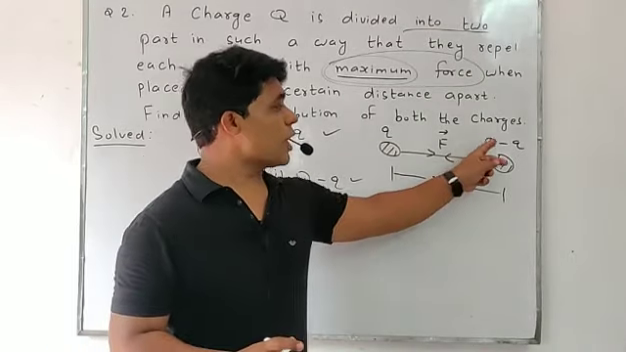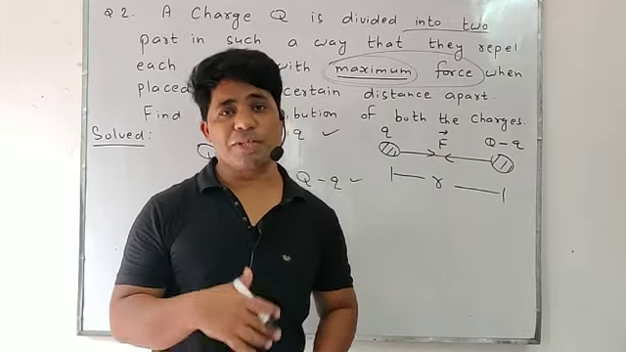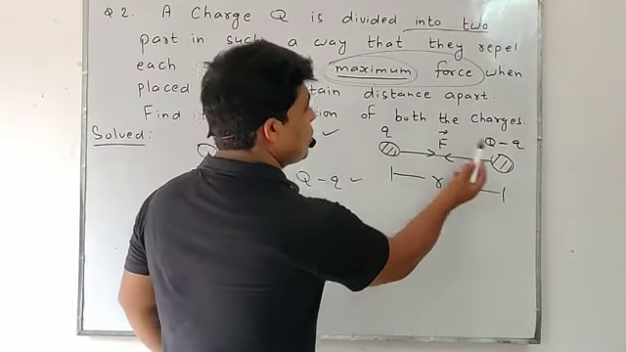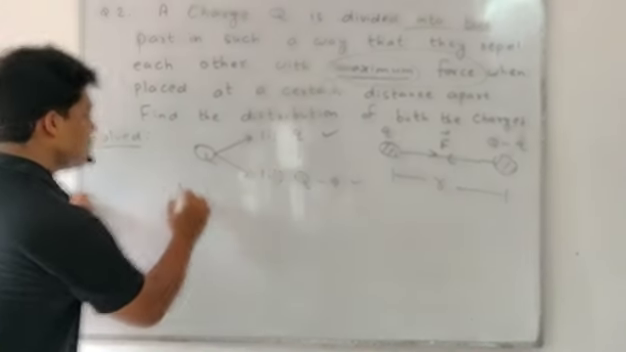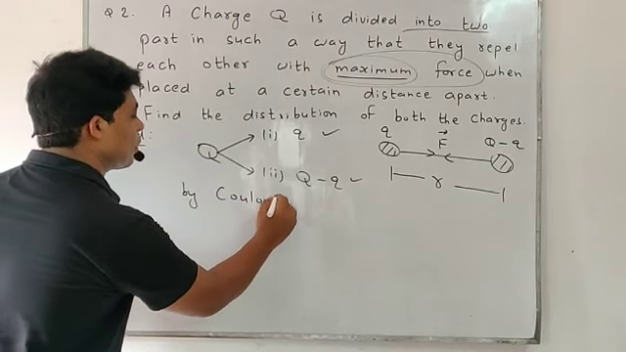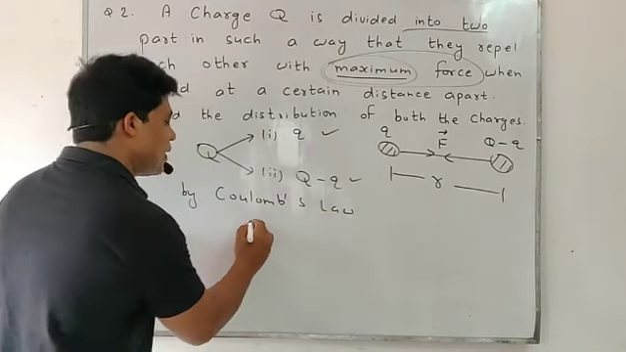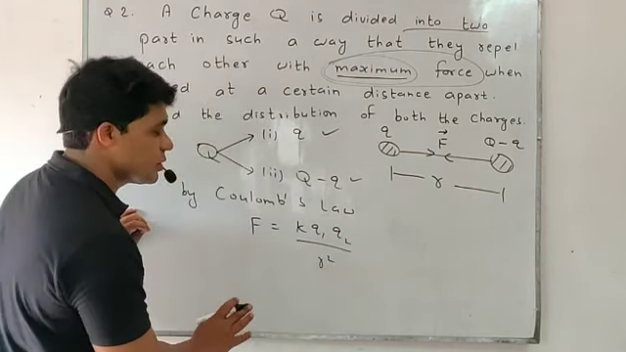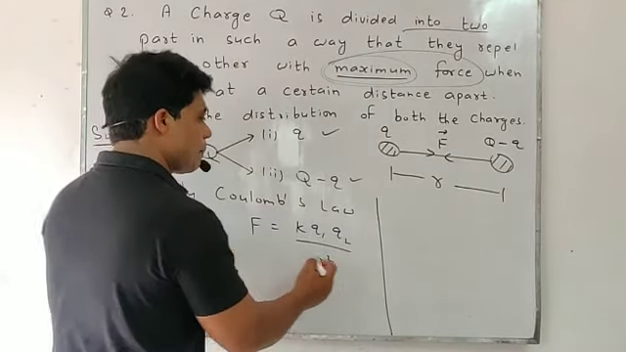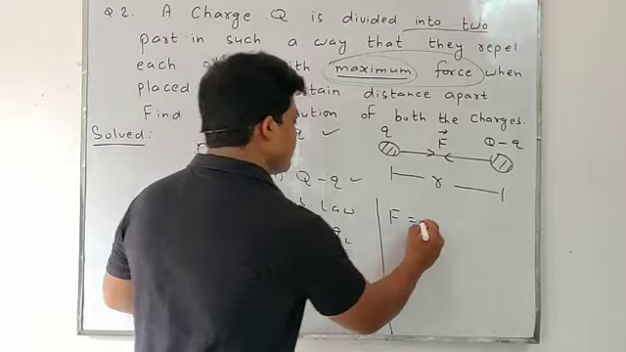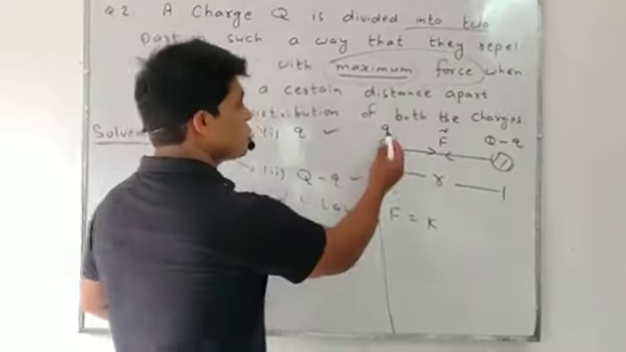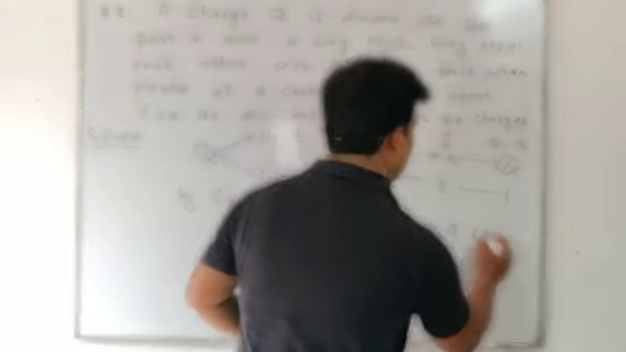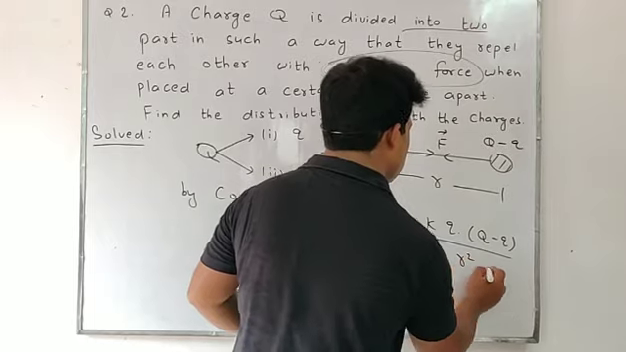So we know students, when two charges are separated by some distance, they always experience attraction or repulsion force as per Coulomb's law. So I am going to apply Coulomb's law between these two charges. That is F equals k Q1 Q2 by r square, the general form. Now students, F as it is, k as it is. What is Q1? The first distribution, small q. What is Q2? The second distribution, capital Q minus small q, and separation is r square.